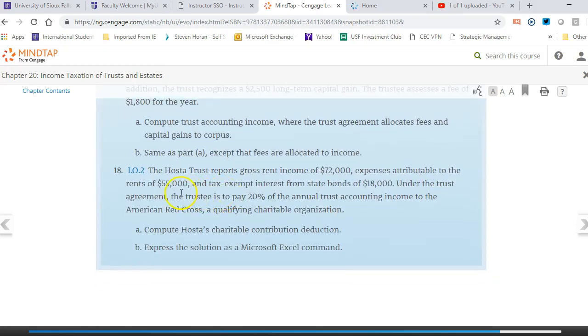Question 18, Hosted Trust reports gross rent income of $72,000, expenses attributable to the rents of $55,000, and tax-exempt interest from state bonds of $18,000. Under the trust agreement, the trustee is to pay 20% of annual trust accounting income to the American Red Cross, a qualifying charitable organization. So letter A, calculate what their charitable contribution deduction is. So the first thing is to compute what is their accounting income.